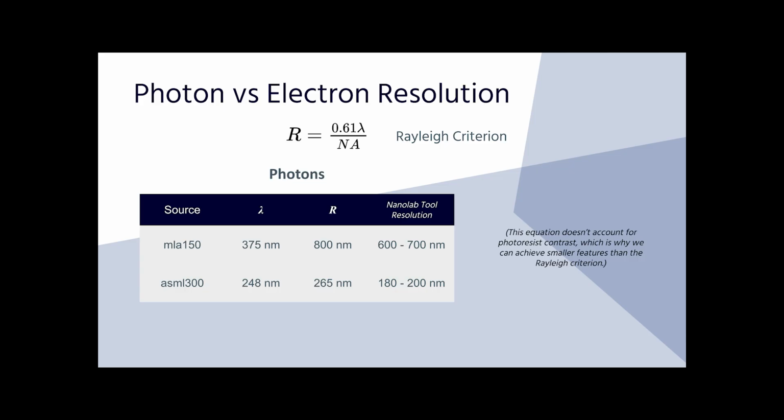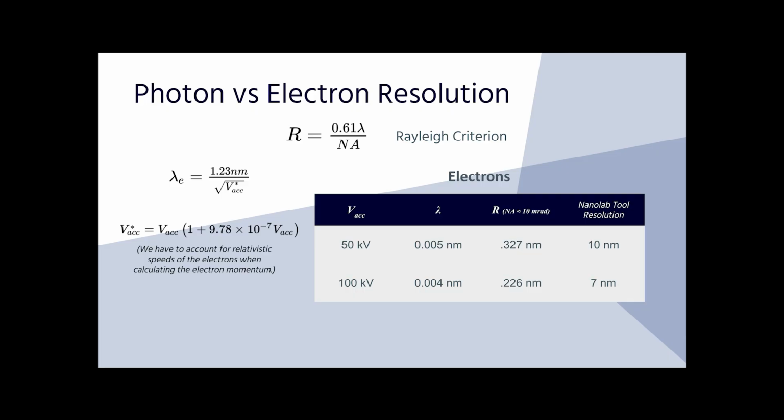We know the photon wavelength and numerical apertures for our systems, giving the Rayleigh criterion values shown in the table below. We are actually able to achieve better resolution than the Rayleigh criterion values suggest. On the MLA150 system, we can achieve 600 to 700 nanometer features. And on our ASML tool, we can actually get sub 200 nanometer features, which is often a typical size for EBL applications. The issue is that ASML is a wafer scale system. For researchers who are working on chips, it is usually incompatible with those samples.